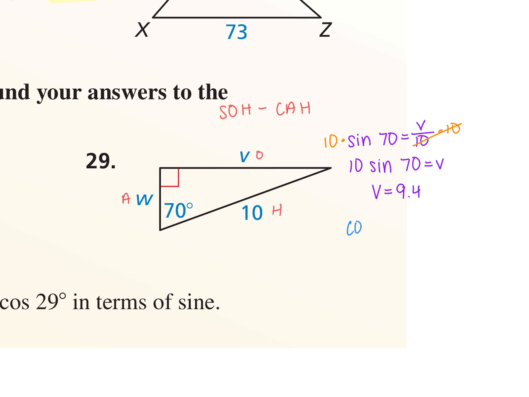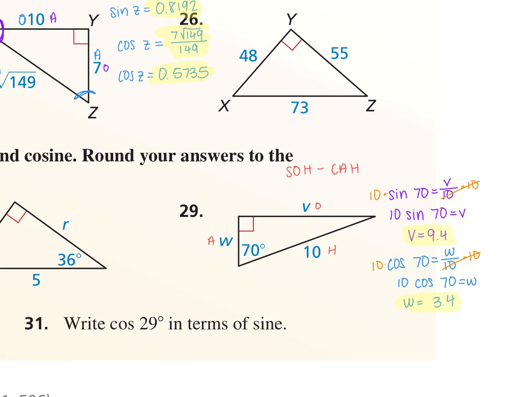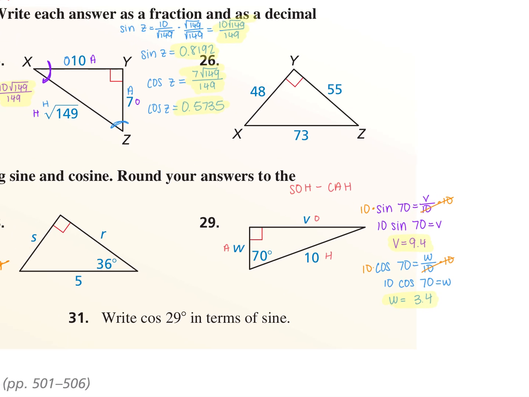And then solving using cosine 70 equals adjacent over hypotenuse. Solving for my adjacent side, which is w, I'm multiplying 10 times cosine 70. If you solved correctly and rounded correctly, w equals 3.4. All right, questions on 27 and 29?